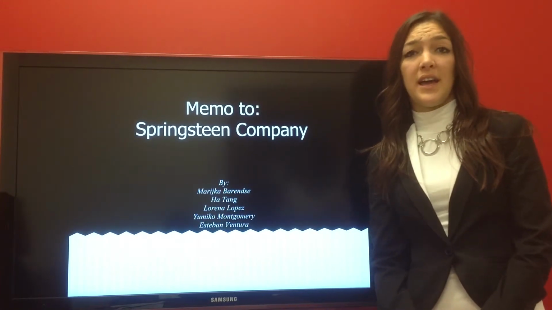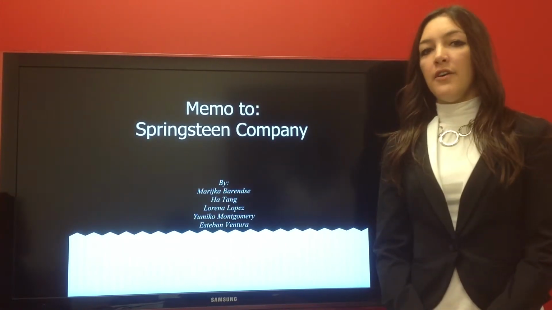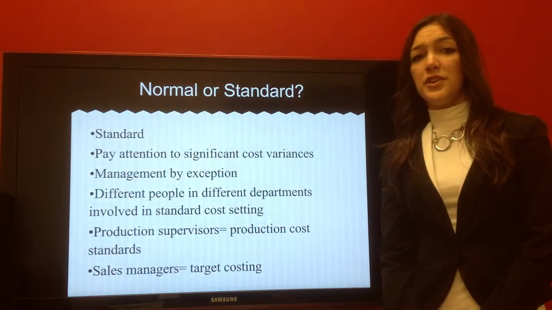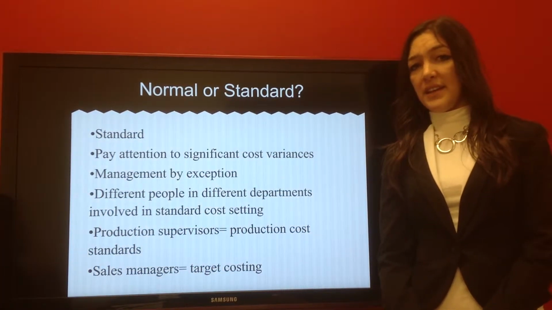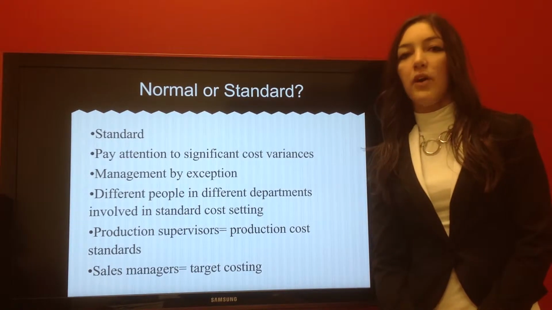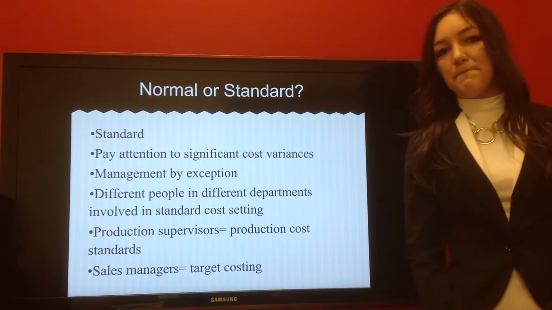For the month of July, year 2012. First, we will recommend whether you should use the standard or normal costing. Then we will explain to you the variances we calculated. And finally, we will evaluate the overall performance for the month of July.